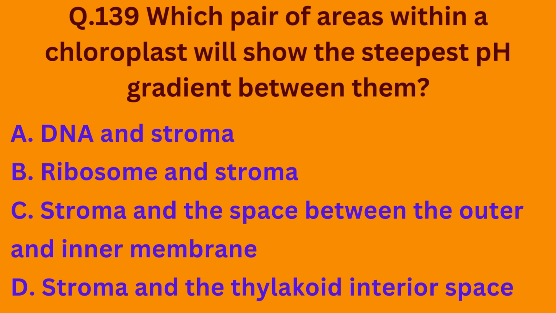Question number 139. Which pair of areas within a chlorophyll will show the steepest pH gradient between them? Option A, DNA and stroma. Option B, ribosome and stroma. Option C, stroma and the space between the outer and inner membrane. Option D, stroma and the thylakoid interior space. The correct option is option D, stroma and the thylakoid interior space.